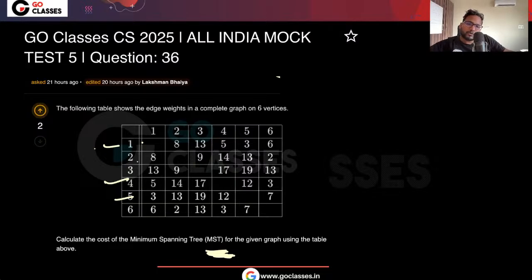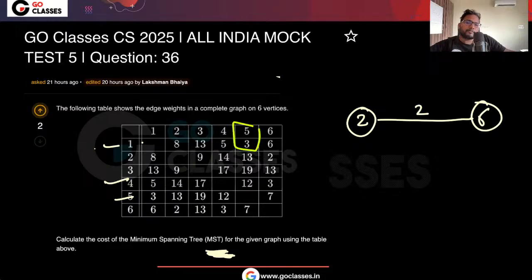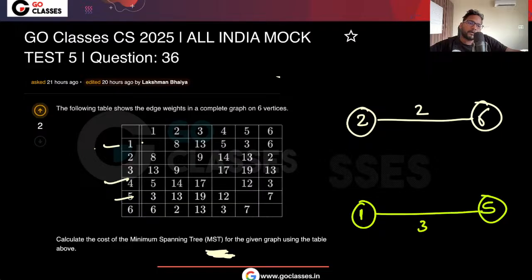So using Kruskal's, you know that the minimum is 2, right? So you know that 2 and 6 will be connected. 2 and 6 are connected using 2. You know this, right? That's fine. And then, using Prim's, you know that 1 and 5 are connected using 3, right? 1 and 5 are connected using 3. And then what is remaining? I think 1, 2, 3, 3 and 4 are remaining.